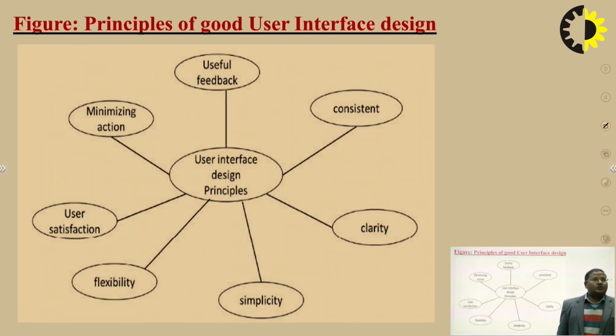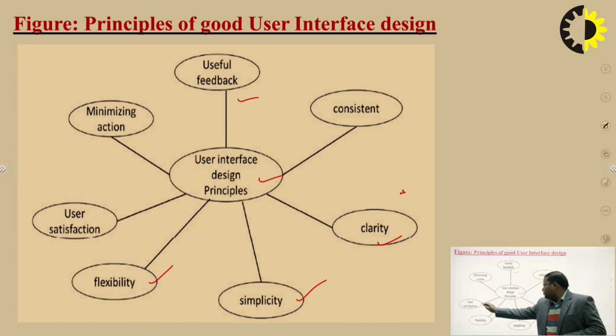Principles of good user interface design. I already explained, and here I am showing that by using a diagram. User interface design principles: useful feedback, consistency, clarity, simplicity, flexibility, user satisfaction, and minimizing action. There are 7 principles. I already discussed this.